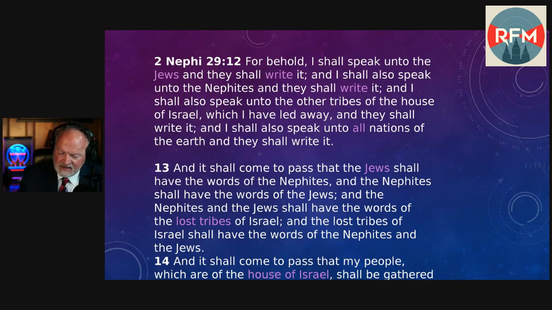And it shall come to pass that my people, which are of the house of Israel, shall be gathered home unto the lands of their possessions. And my word also shall be gathered in one. And I will show unto them that fight against my word and against my people who are of the house of Israel that I am God, etc. So we have this idea of gathering of people, gathering of his word, and gathering of all the branches and all the cross-grafting that's going on, as talked about here. I feel pretty darn confident in 2nd Nephi chapter 29. The similarities are just too close for comfort.